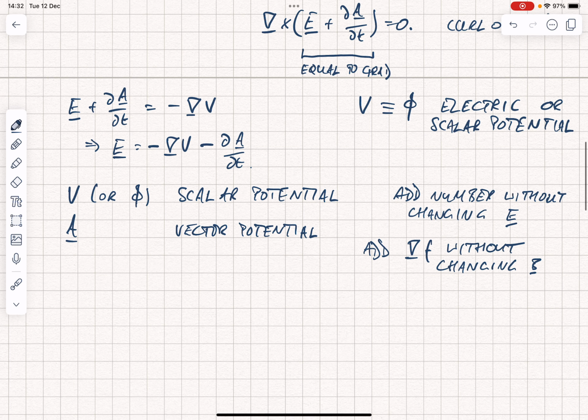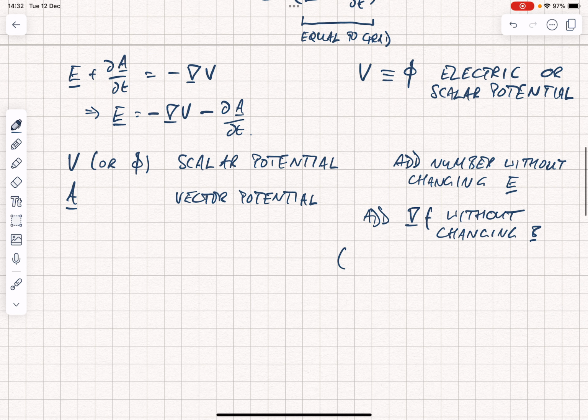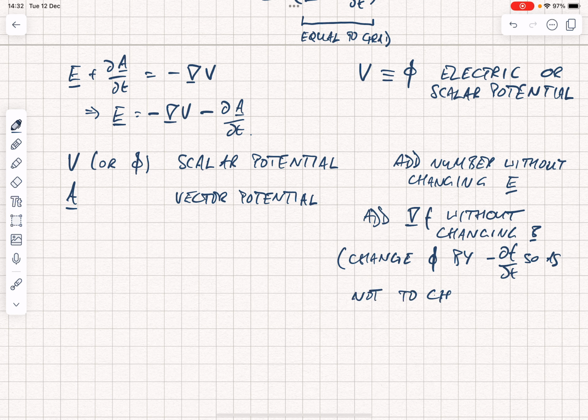There is a small restriction. If we change A by grad f, we must also change phi by minus df by dt in order to not change the electric field. I will show that in a little more detail in the next video.